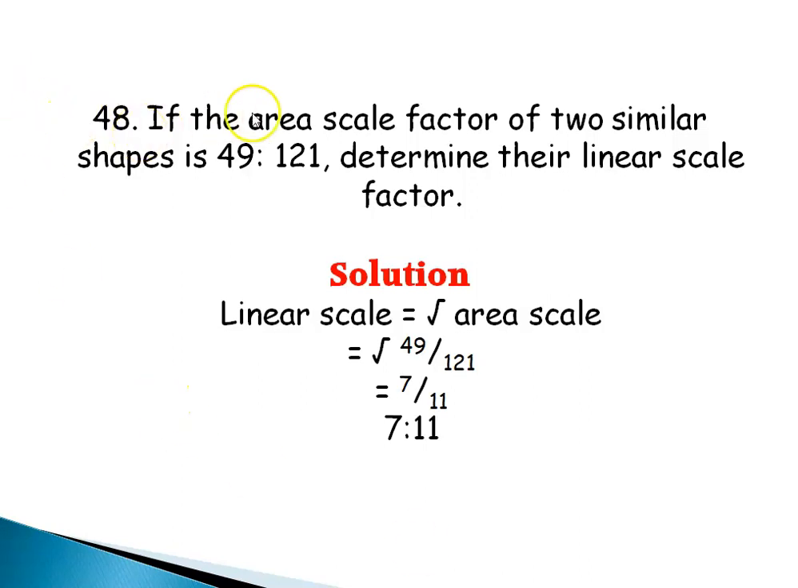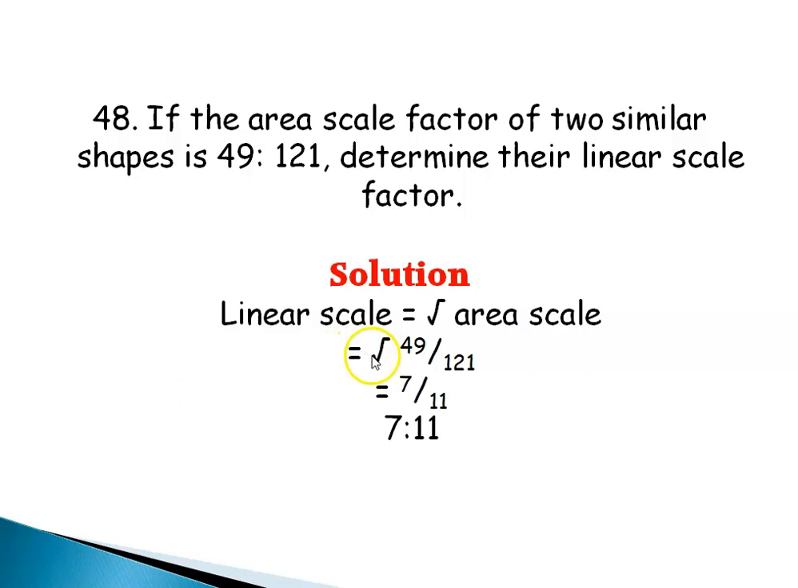Question 48. If the area scale factor of two similar shapes is 49:121, determine their linear scale factor. Remember, we did a question similar to this. The relationship between your radius and your area is that your area is your radius square. So in this case we have the area. So to get the linear scale, I'll say the square root of the area scale.